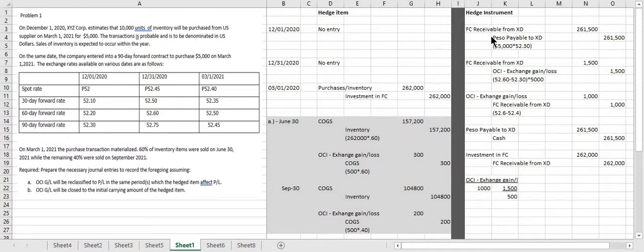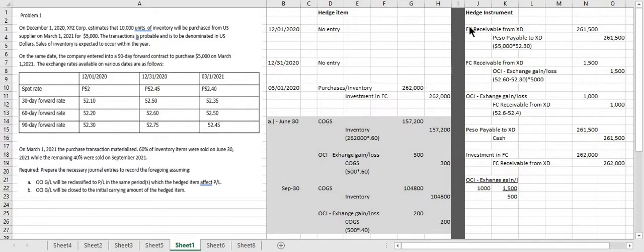Okay? So remember na yung mag-change dito ng value sa ating hedge instrument is the FC or the foreign currency receivable. Ayan. Yung fixed dito is yung peso payable. Okay? Fixed siya kasi that is the contracted price that XYZ Corporation will pay to the exchange dealer when time comes. Ayan. For December 31, for our hedged item, wala pa rin tayong journal entry kasi nga, wala pa tayong transaction that time.